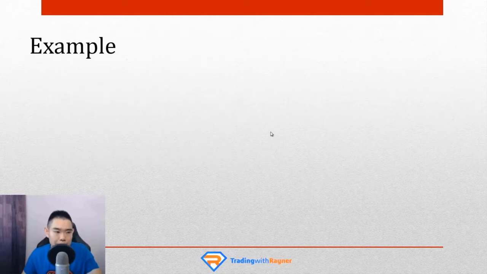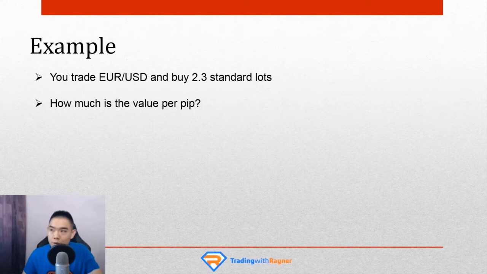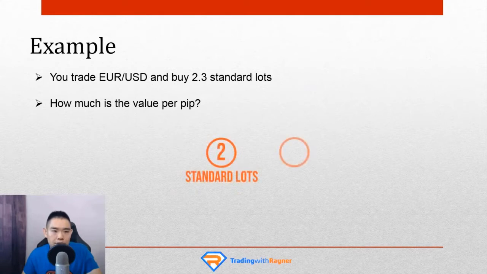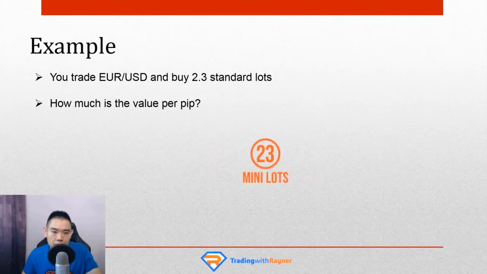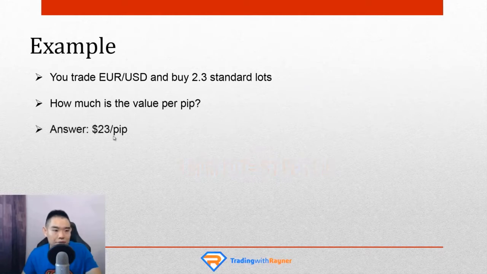Let's have a look at an example. You trade Euro USD and buy 2.3 standard lots. How much is the value per pip? If you look at this, 2.3 standard lots is equal to 2 standard lots and 3 mini lots. That's one way to look at it. Or you can look at it as 23 mini lots. That is the same thing. So let's treat it as 23 mini lots. We know one mini lot is worth $1 per pip. So clearly 23 mini lots means it's $23 per pip. And there you have it.